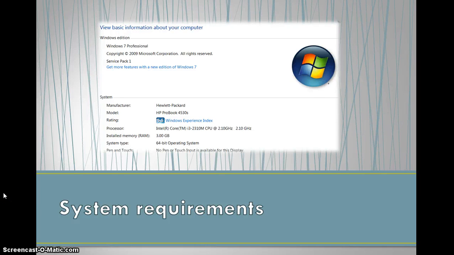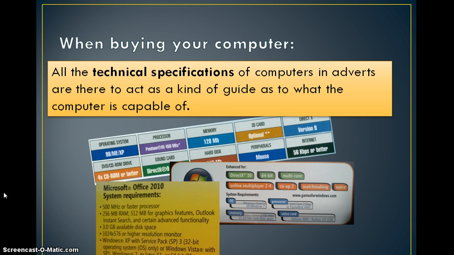Today we're going to be talking about system requirements and installations. When you buy a computer, they normally give you the technical specifications. So they tell you how much hard drive space there is, how much memory it's got, and all these things are very important to know because when you buy software, your software needs to meet those technical specifications.